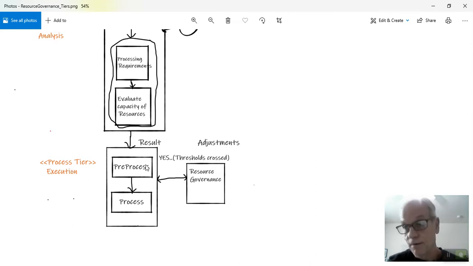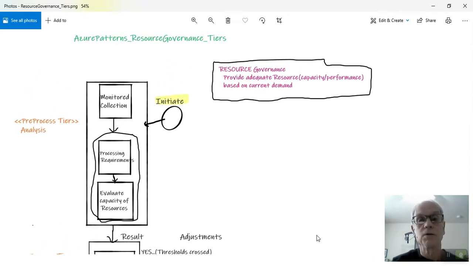From there, if it failed or passed rather, in that the thresholds were crossed, resource governance is kicked in. Somehow the resources are allotted to the demand at particular times, and to not allow the system to overly stall at that particular moment. And then so there's a pre-process and a process, and then it continues on. So those are the basic tiers.